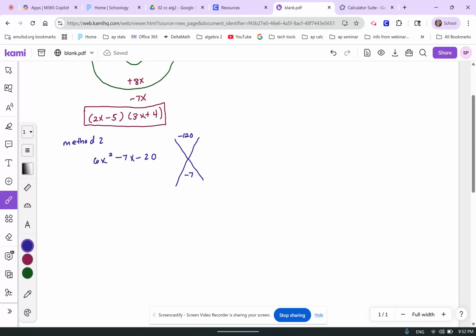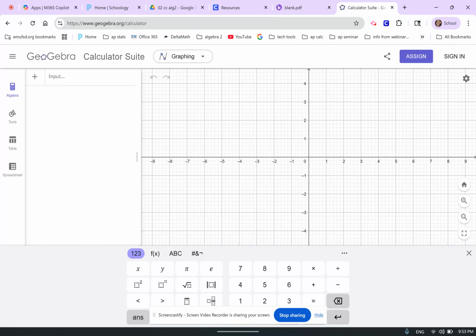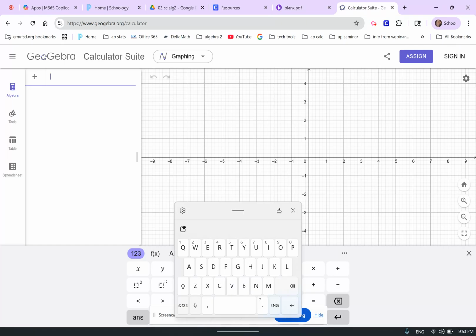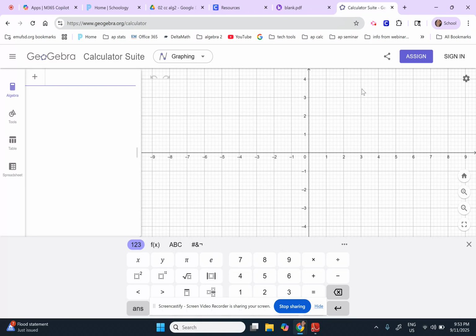Sometimes people have problems figuring out all the possibilities, so what you can do is go into the graphing calculator, GeoGebra, and type in negative 120, and you're dividing it by x. I have to do this differently since I'm using my home computer. Okay, and then you hit enter.